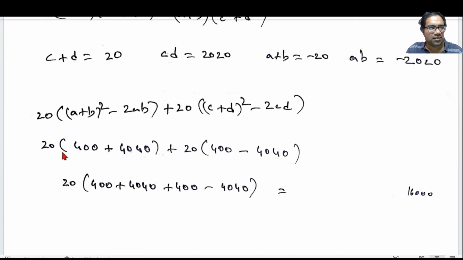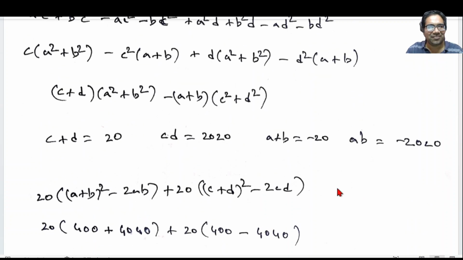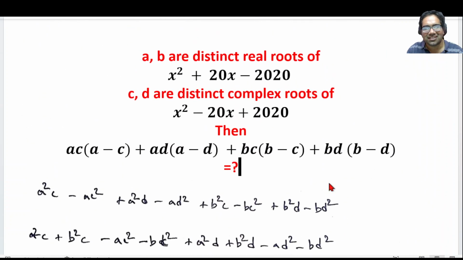Let us just do this. Let's take this 20 common. There is 20 on both sides. 20 into 400 plus 4040 plus 400 minus 4040. This 4040 will get cancelled. We are left with 400 plus 400, 800 into 20. 800 into 20 is 16,000. Right. This is the answer. Very simple problem, guys. It has come in IIT JEE Advanced, just that they tried to make it look complex.